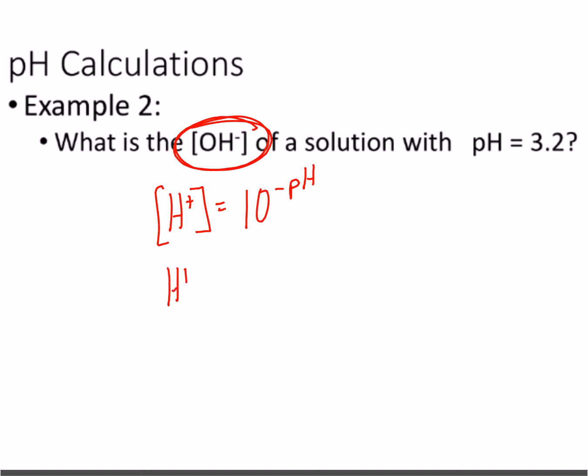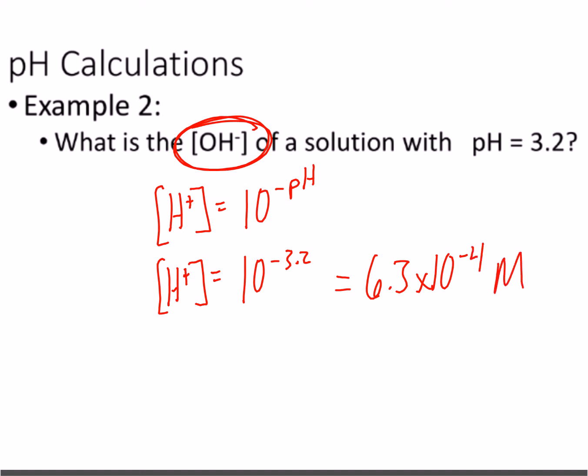So here we go. We're just going to plug and chug to get to our hydrogen ion. 10 raised to the negative 3.2. What does that equal? 0.0006309557. All right, so it's a long decimal when you do the calculator. If we convert it to scientific notation, what is it? 6.3 times 10 to the minus 4. Okay? And again, that's going to be molarity.